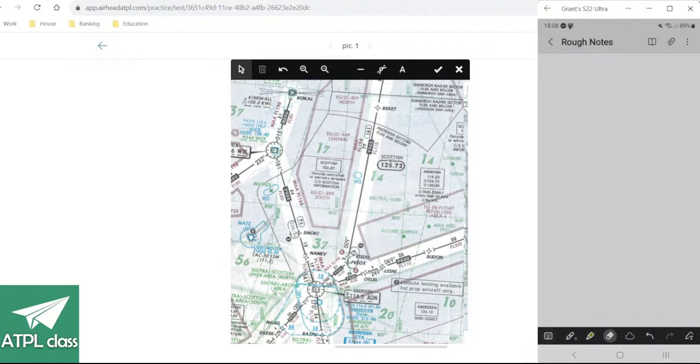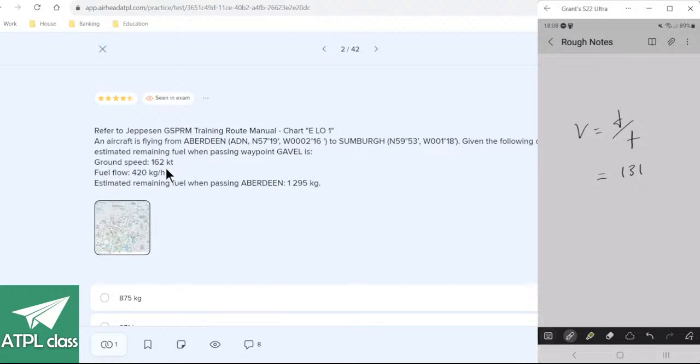So our calculations so far: V equals D over T, and our distance is 131. Next bit, ground speed 162. So our time is going to be 131 divided by 162. Pop that into a calculator and we get 0.808 and so on. And we've got a fuel flow of 420 kilograms per hour. If we multiply that by 420, we get a fuel burn of 339.6 kilograms burnt.